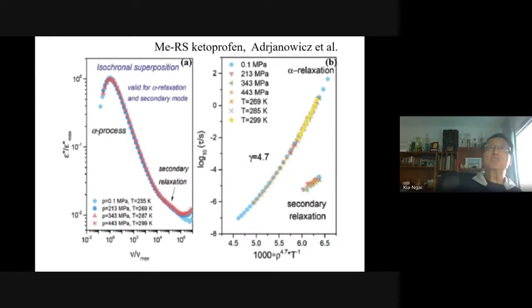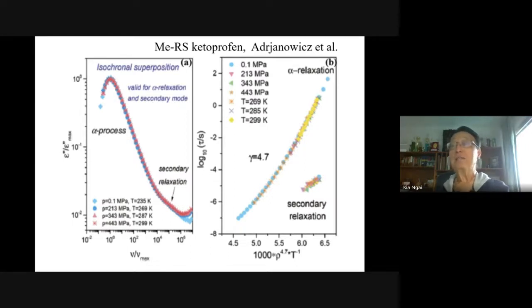These are very nice data on pharmaceuticals, and that's just ketoprofen. You see data from Carolina in Paluch's group. She's independent. Then you see the isochronal superposition on the left, with different pressure and temperature, and they know that they can use PVT, the thermodynamics, and they can scale everything back to TV gamma or rho gamma over T on the right side. And for the alpha and the beta, the JG beta is only a shoulder, but it's there.